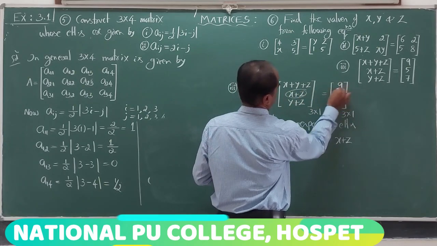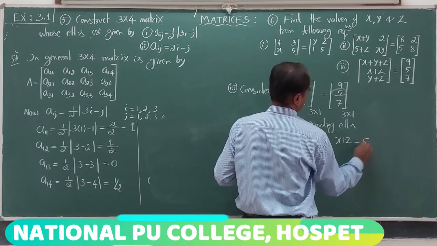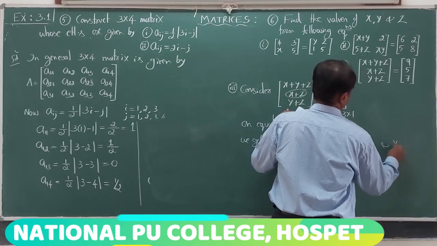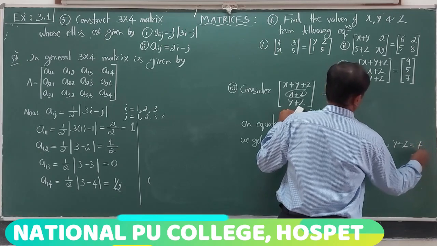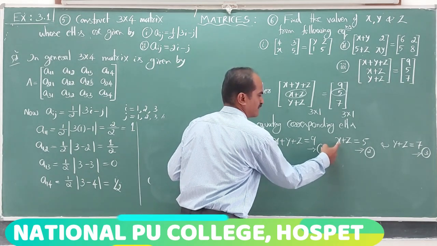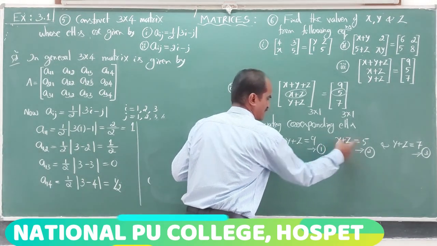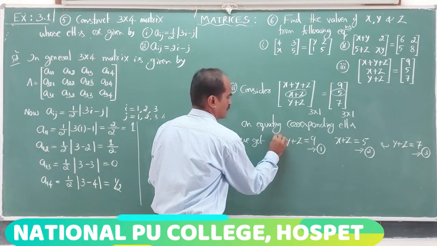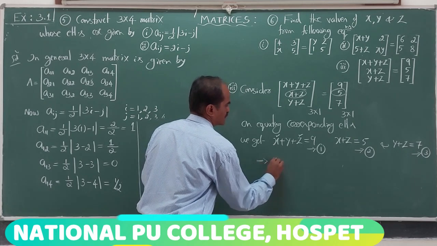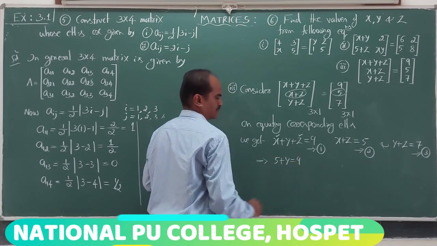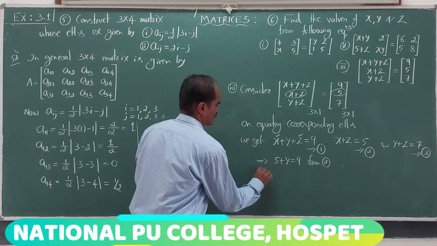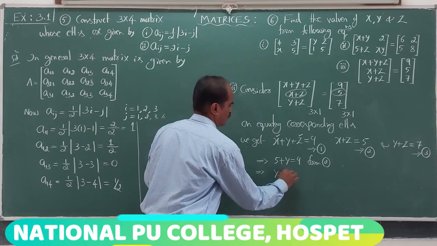For this, the corresponding element is 5, so x plus z is 5. Then finally y plus z is equal to 7. Now let me substitute the value of x plus z as 5 in equation 1. So I am replacing x plus z with 5. It implies 5 plus y equal to 9. This I wrote from equation 2. This implies the value of y is 4.